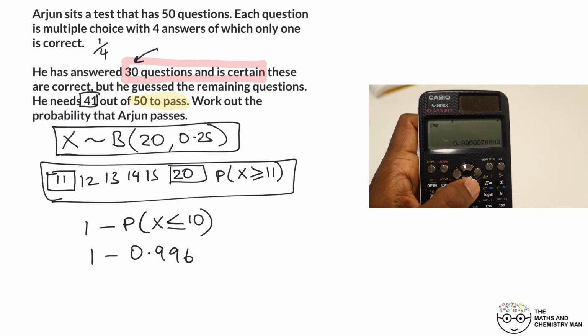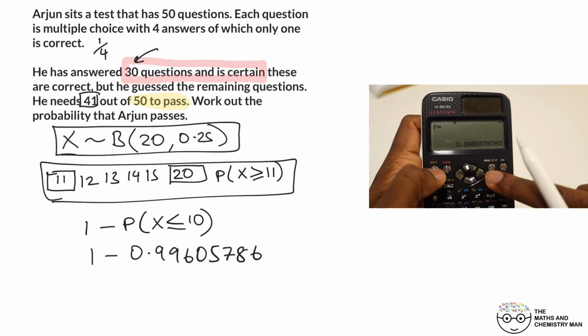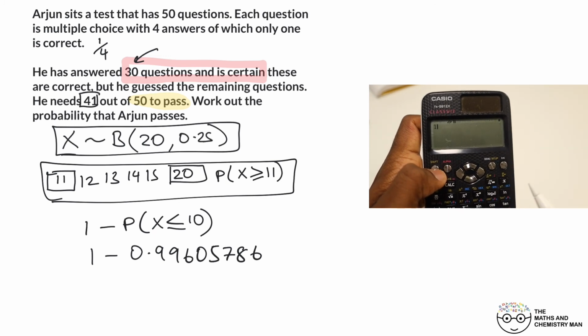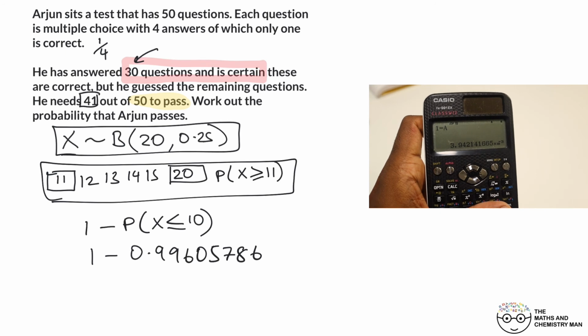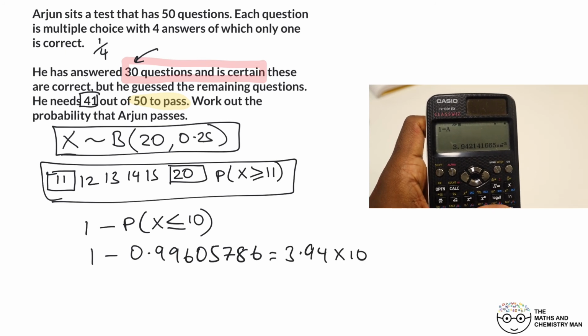Put a couple more decimals. Go 0, 5, 7, 8, 6. There we go. We'll cut it off there. So let's quickly store that as A. And what we're going to need to do now is do 1 minus that. So 1 minus where the A was, and that's what it is. So it's going to be a very small number. We'll go 3.94 times 10 to the minus 3.